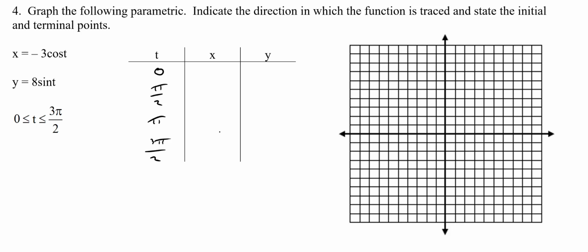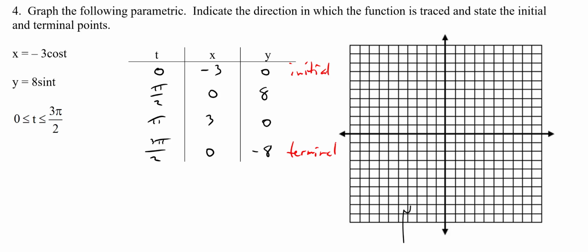Okay, so that's like a bad thing. Okay, so I put a 0 in there. Cosine of 0 is 1. That gives me -3. That's back to 0. This is +3, and this is 0. Okay, and then sine of 0 goes to 0 times 8 is 0, and then this becomes 8. And this is 0, and this is -8. Okay, cool. So I can even label this. This is our initial point, and this is our terminal point.